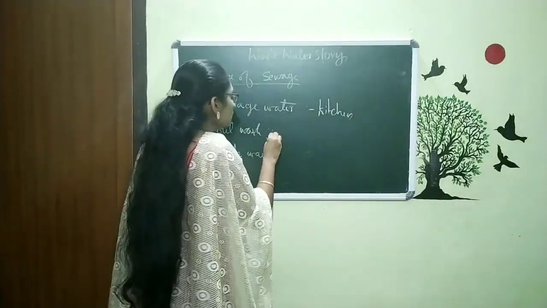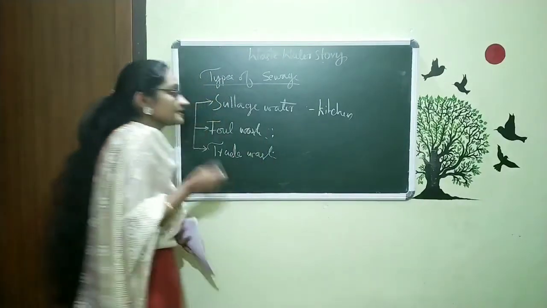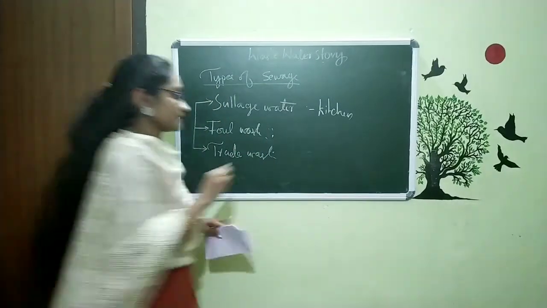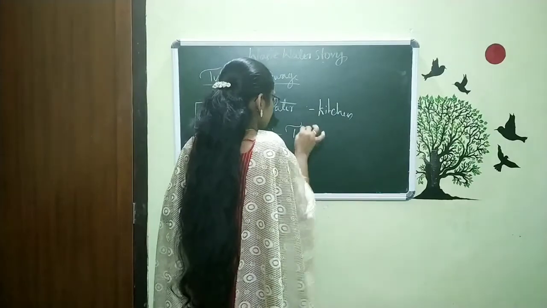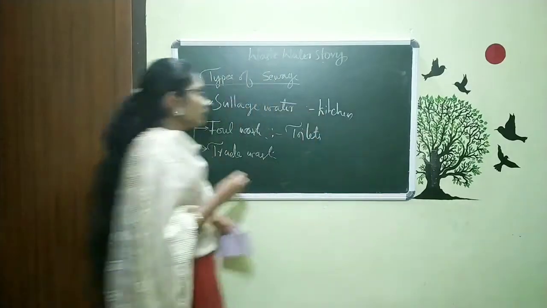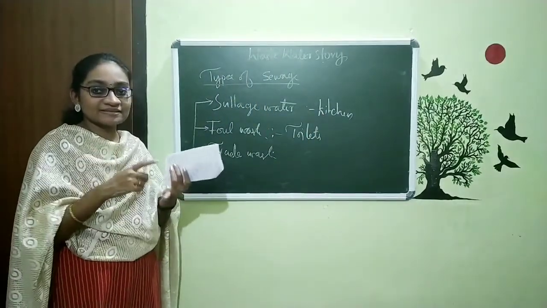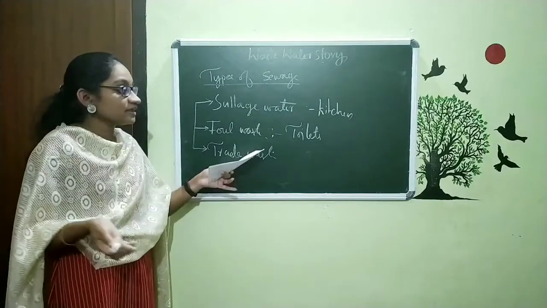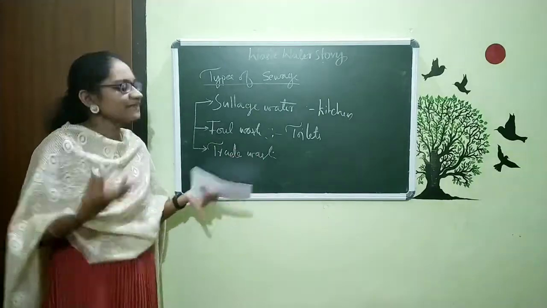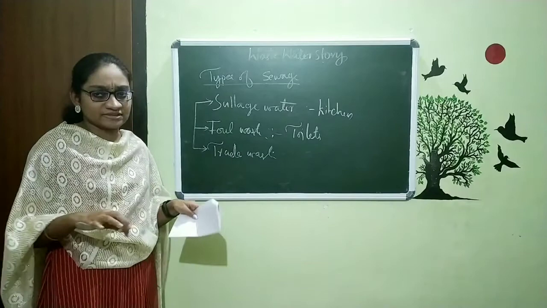And this foul waste. This waste is produced from the toilets. So what does it contain? It contains excreta, human waste, and urine. That is the foul waste.